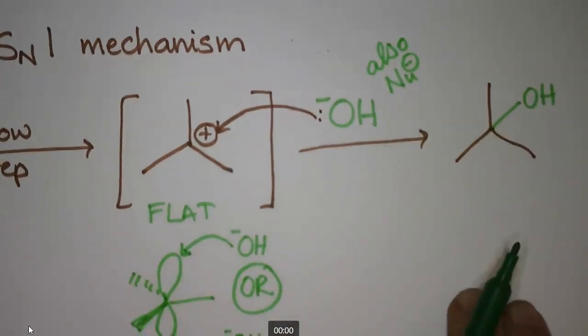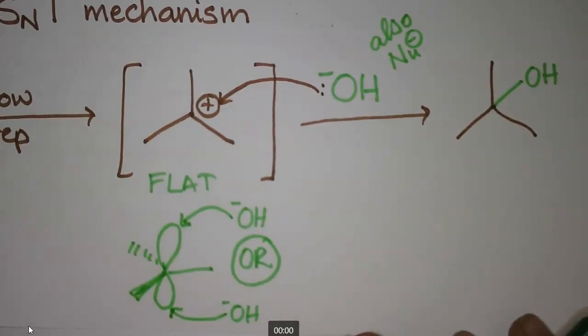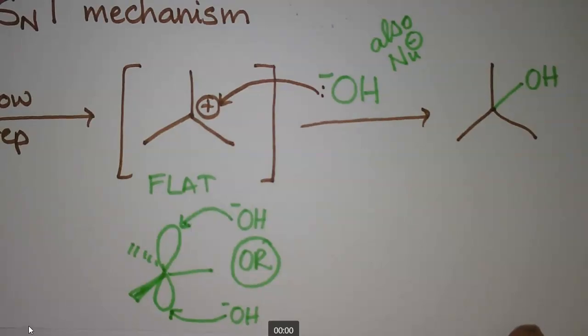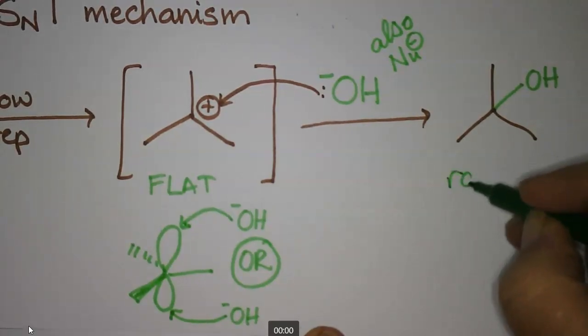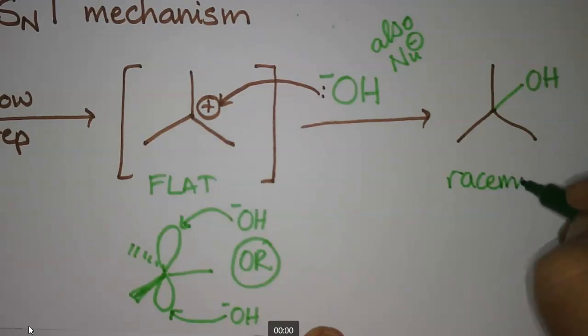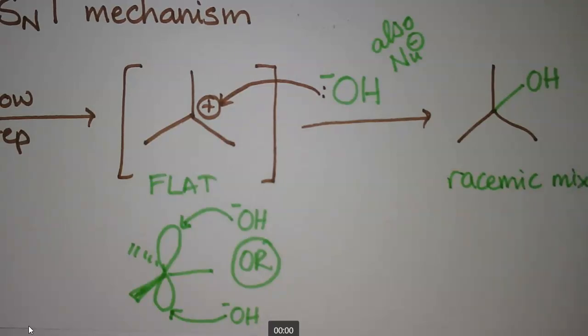Because, and yes, I can see I'm off the camera, because it's a p orbital. It's flat. It's equally accessible from the top and the bottom. So the product is going to be a racemic mixture. In this case, it's achiral. But in some cases, it's not going to be achiral.